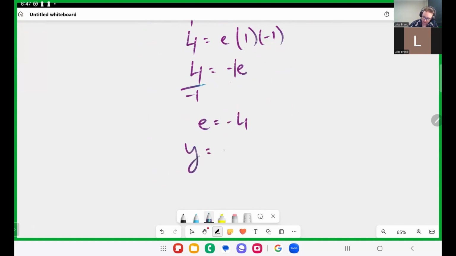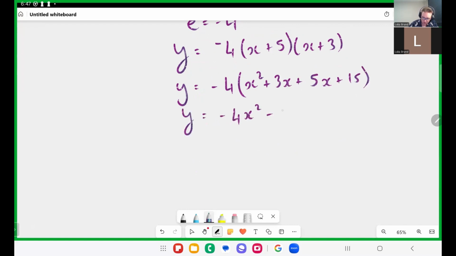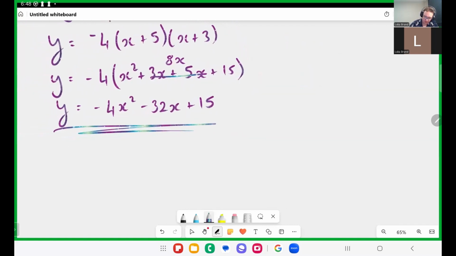Which means my equation is y equals negative 4(x plus 5)(x plus 3). Now I'm going to multiply it out, so it's in our standard form: x squared plus 3x plus 5x plus 15. Which means that y equals negative 4x squared minus, and simplify that to be 8x. Negative 4 times 8 is negative 32x plus 15. And that is my equation in standard form for the parabola.